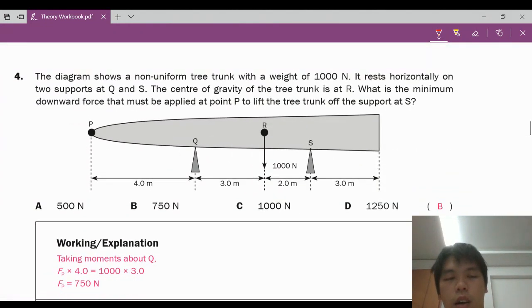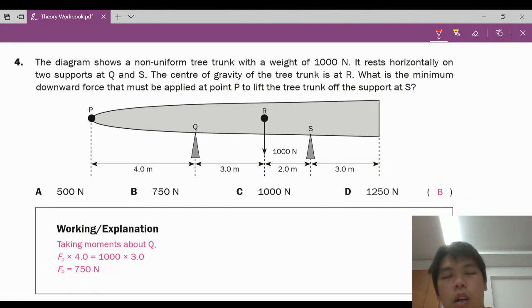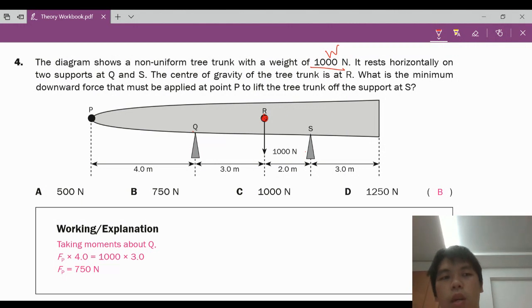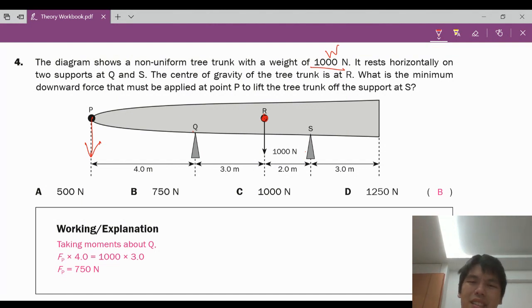Okay, let's look at 4. Some of you may say that you don't understand what this question is talking about, so let's take a look. A non-uniform tree trunk has a weight of 1000 newtons, so they tell you that the weight is 1000. It rests horizontal on two supports Q and S. The center of gravity is at R, so here's the center of gravity. What is the minimum downward force that must be applied? So you want to apply a force here to lift it off. So you want it to just nicely balance.